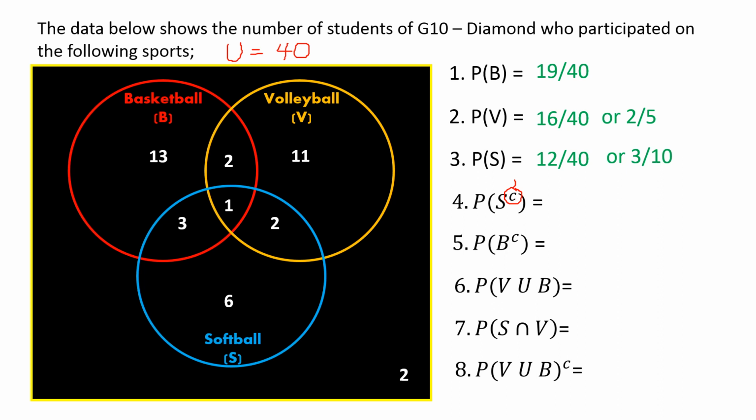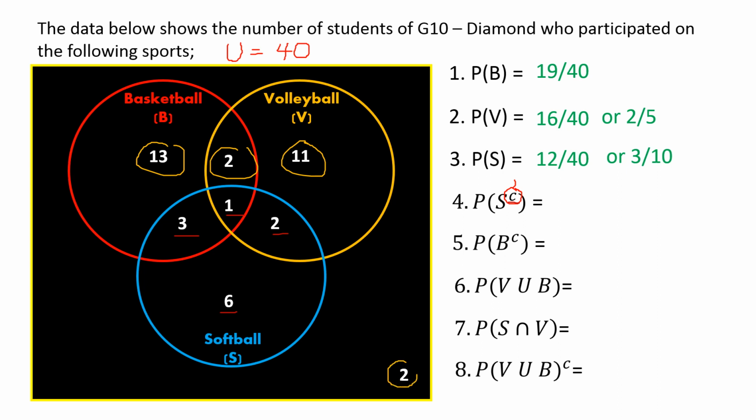Here we have S. The coverage of S are these frequencies: 3, 1, 2, 6, if we are dealing with plainly S. But since we have the complement notation, we are going to use the numbers that are outside of S, which are not S. And they are the numbers 13, 2, 11, 2.